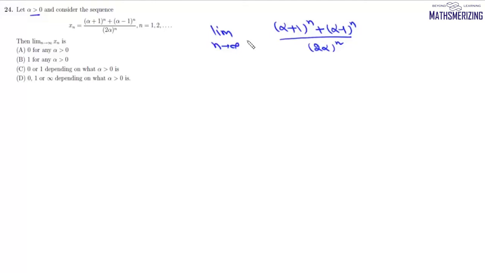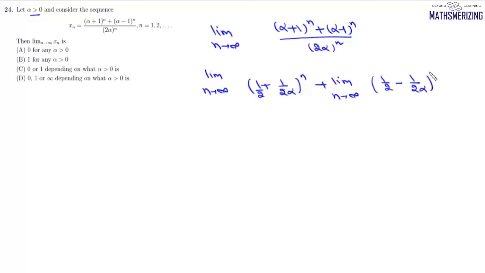Now what we'll do is, we'll consider this limit in two parts. We'll write limit n tends to infinity of (1 by 2 plus 1 by 2 alpha) to the power n, plus limit n tends to infinity of (1 by 2 minus 1 by 2 alpha) to the power n. Now we consider this first limit, which is limit n tends to infinity (1 by 2 plus 1 by 2 alpha) to the power n.